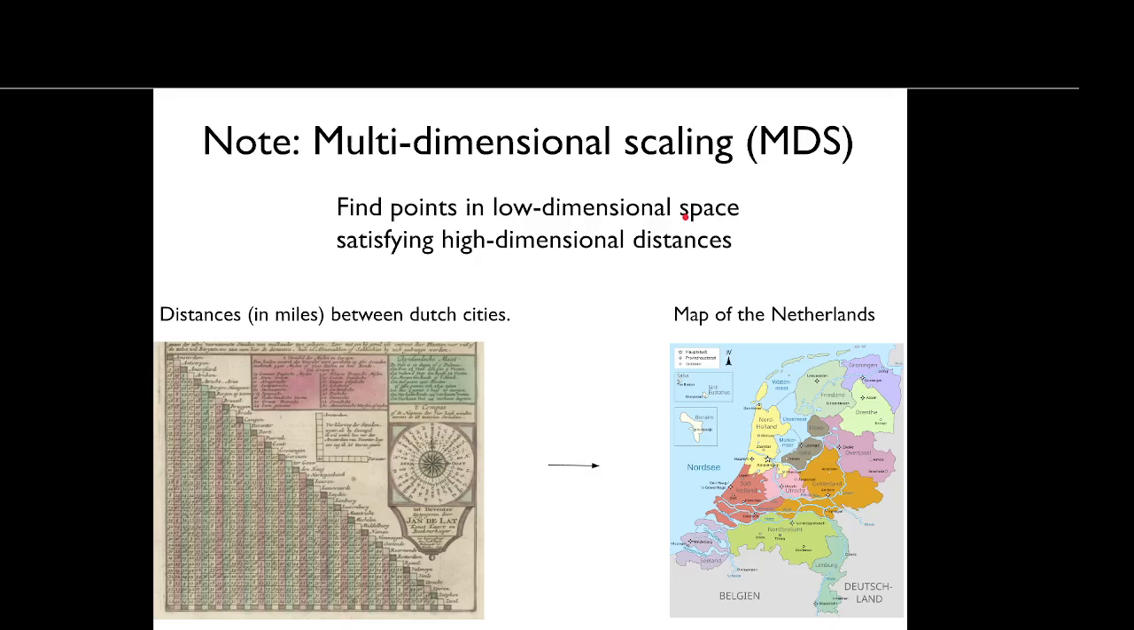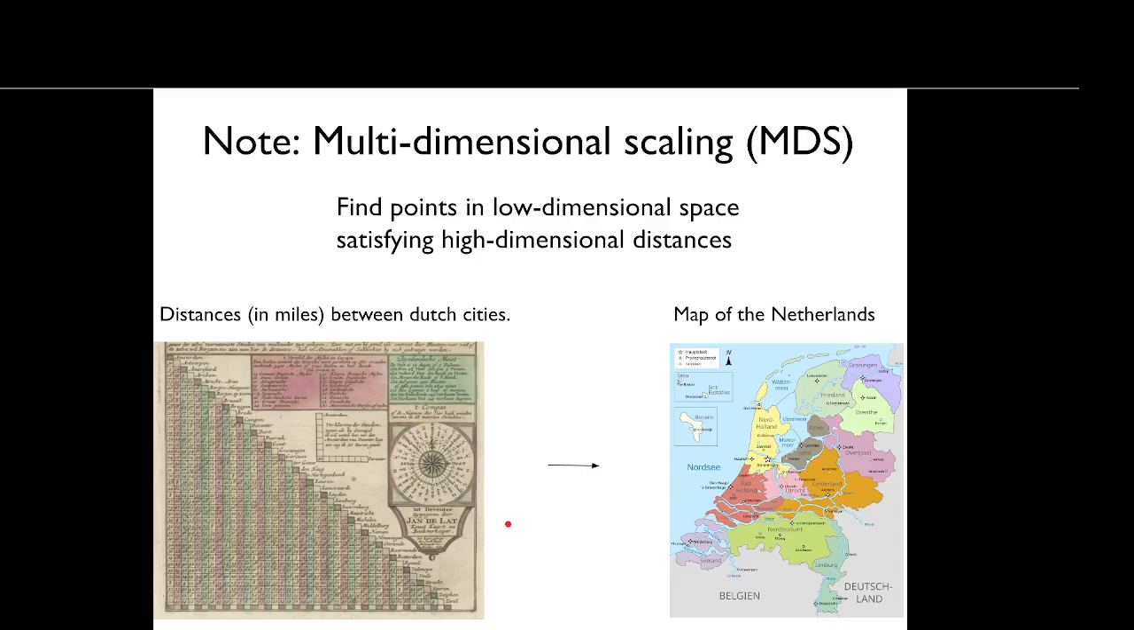And a nice example for what MDS does is taking a distance table. This is a historic picture of distances in miles between Dutch cities, and you see here on the top is Amsterdam, and somewhere over there is Maastricht, and Groningen is there. And with these pairwise distances, you should be able to draw a map. Maybe not with the boundaries and the coloring, of course, but with the cities placed properly.